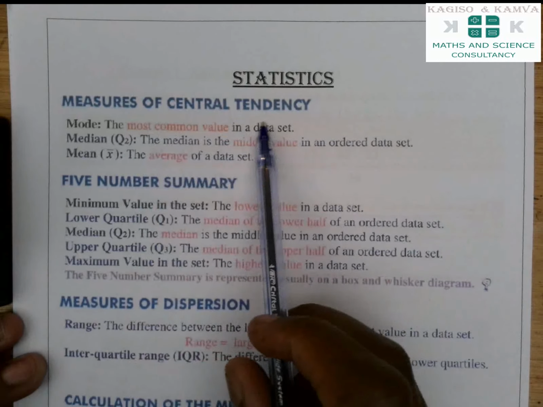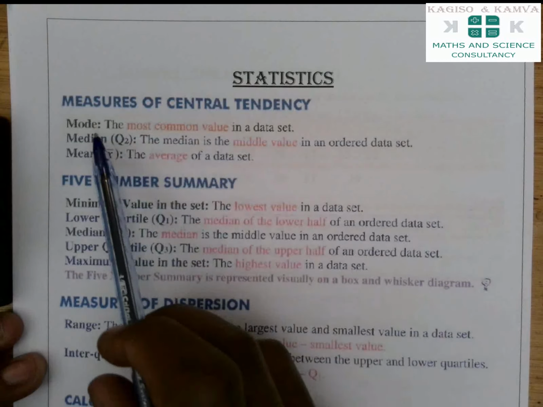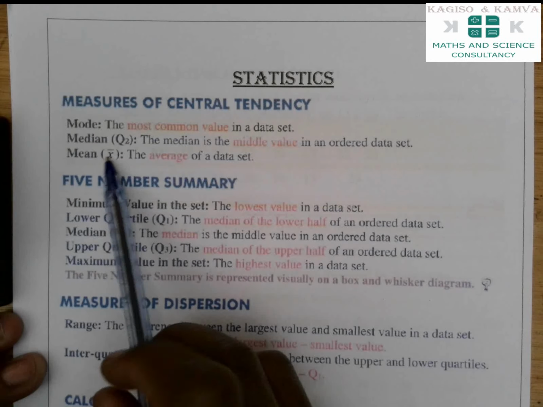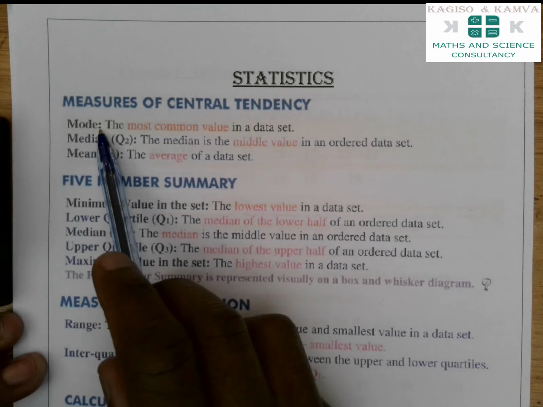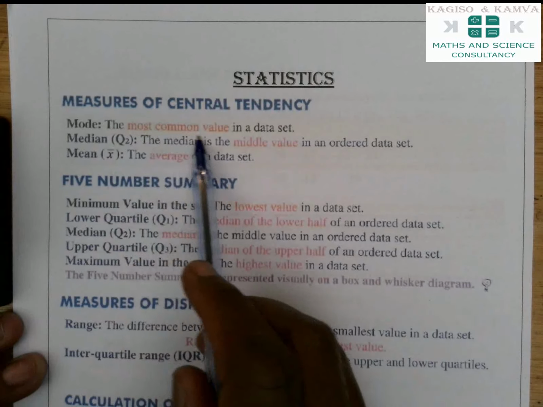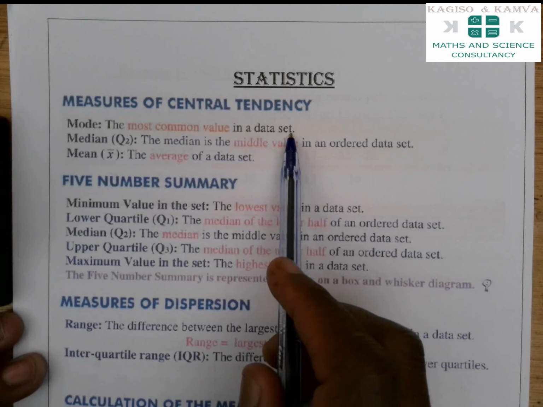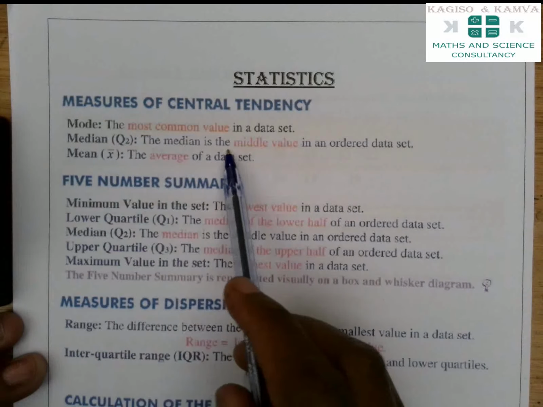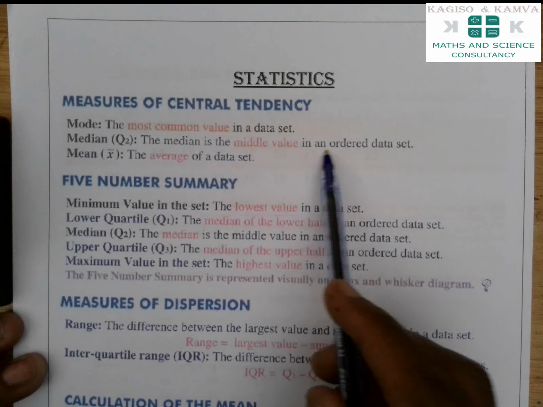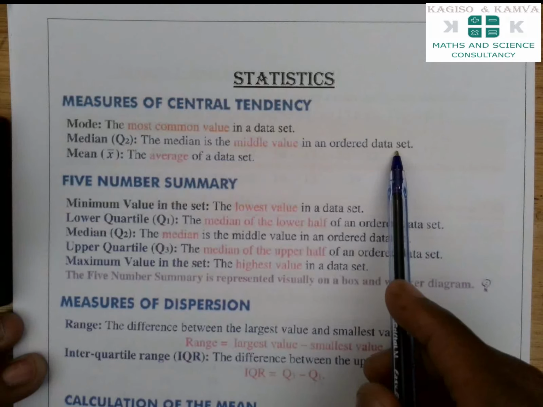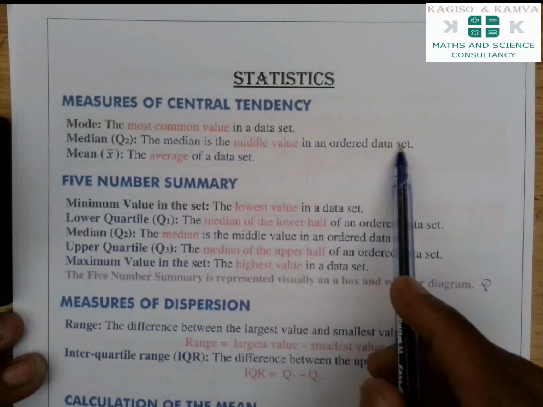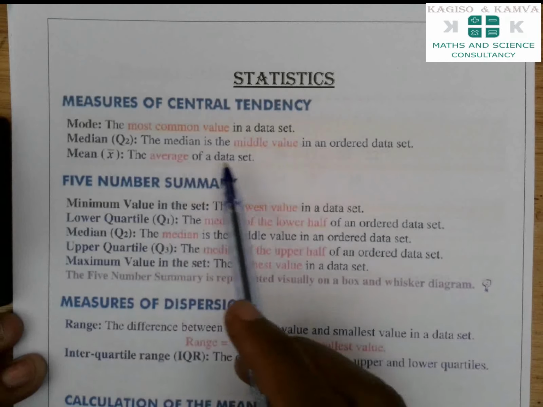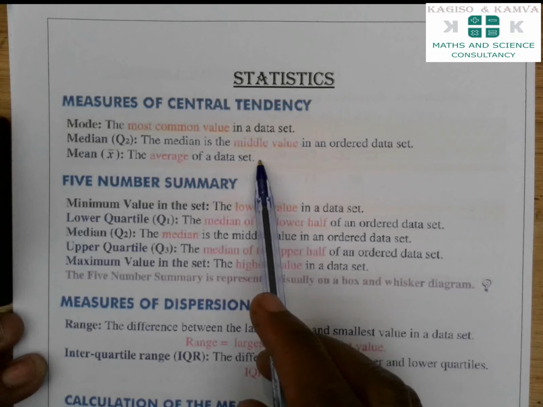With the measures of the central tendency, we've got the mode, median, and the mean. So what is the mode? It is the most common value in the data set. And what is the median? The median is the middle value in an ordered data set. And the mean is the average of the data set.